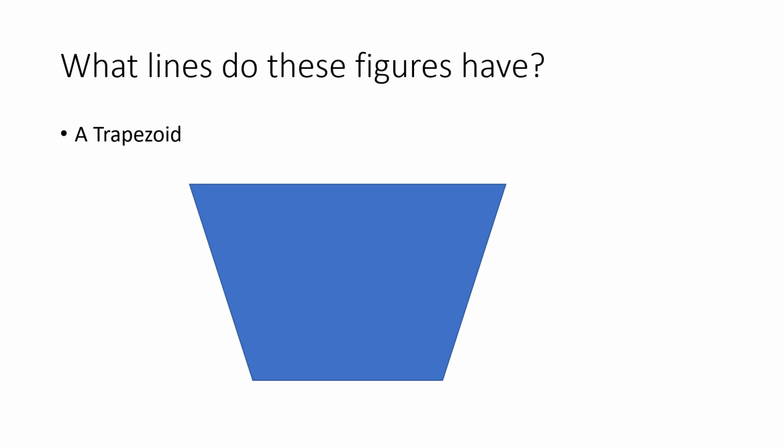What lines does a trapezoid have? The horizontal lines in this picture are parallel to each other. What about the vertical lines? They are not parallel to each other, as we can already see. So, a trapezoid is made up of parallel lines only.